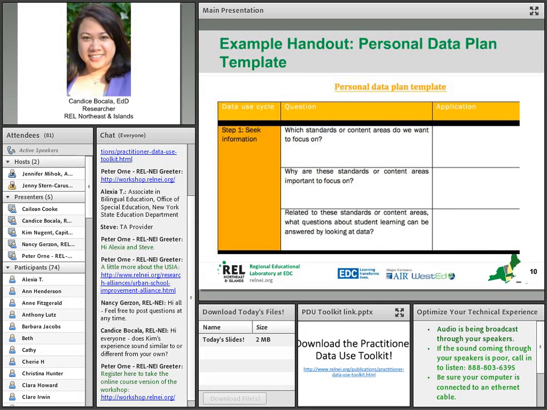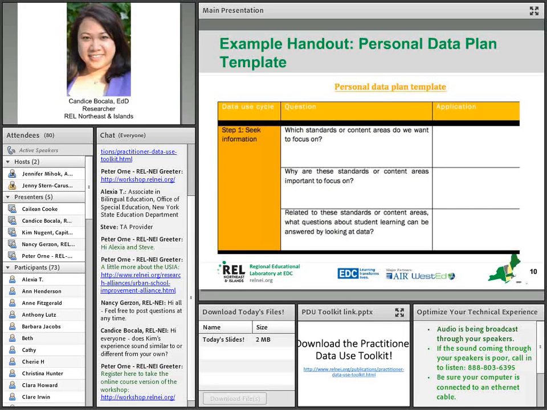This is an example of one of the handouts that's most frequently used from this workshop. If you download the toolkit, it's toward the very end, and it's called the Personal Data Plan Template. The Personal Data Plan Template is essentially a set of guiding questions that are aligned with each step of the inquiry cycle. So you can see here the first step is to seek information, and there are a set of questions that the participants will walk through. So what standards or content do we want to focus on? Why are these important? And then what questions can be answered by looking at data?